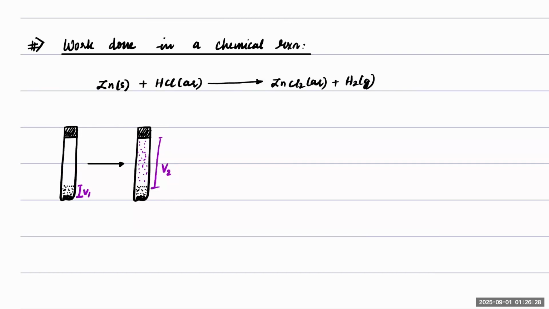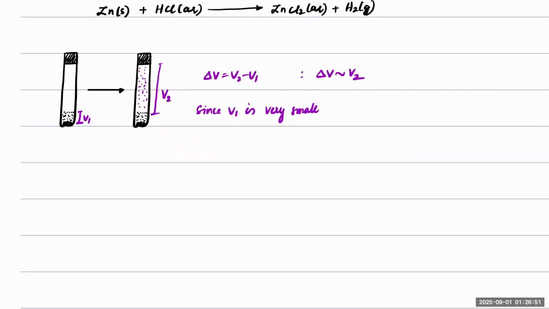So I can say that the total volume change is observed in the system. So delta V will be equal to V2 minus V1, correct? And since V1 is very small, delta V can be almost given equal to V2, that is the total volume occupied by the gas, which is nothing but the volume of H2 gas in this case.